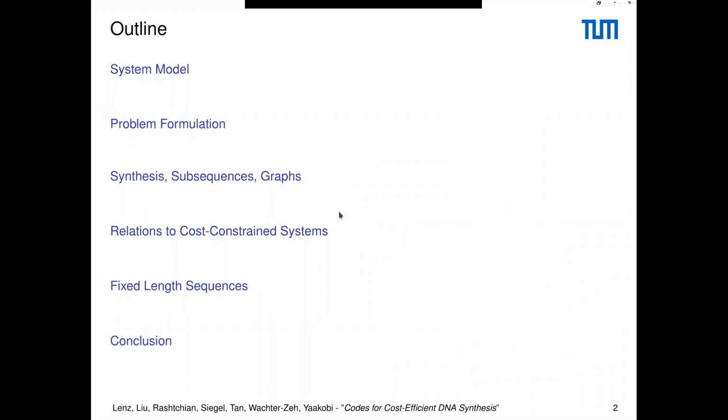So the outline is as follows. First of all, we will go over the general system model and the problem formulation of efficient DNA synthesis. Then we will talk about synthesis, subsequences, and graphs, and see some connections between these three, and also relations to cost-constrained systems. Finally, we are also going to talk about the case where the DNA sequences have fixed length, and we will give a short conclusion in the end.